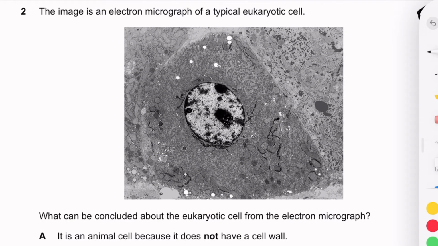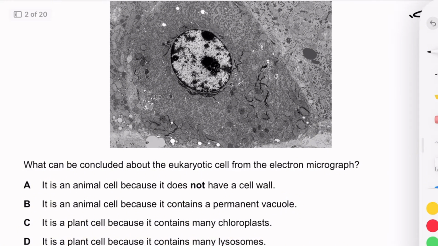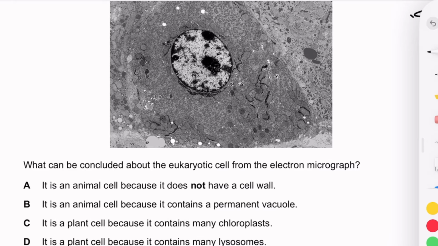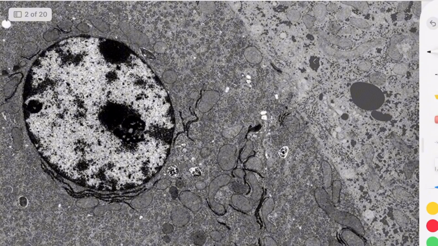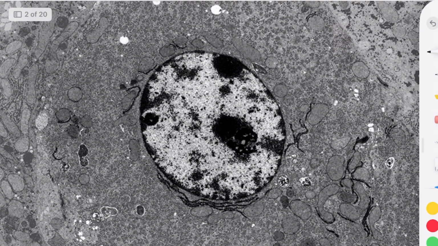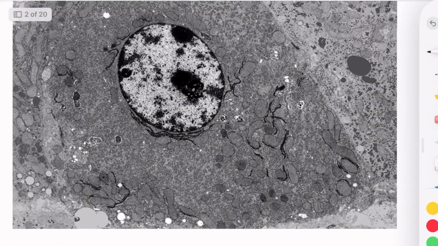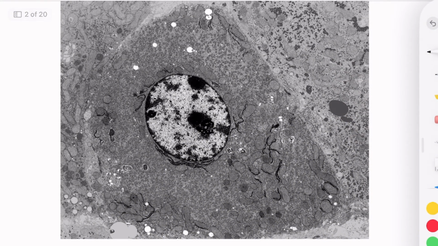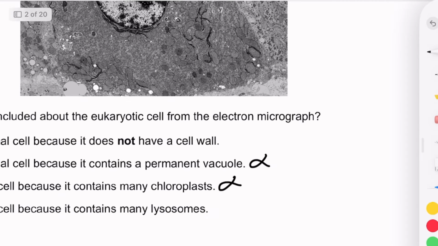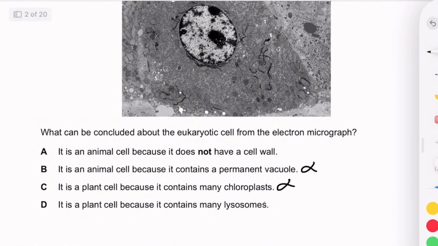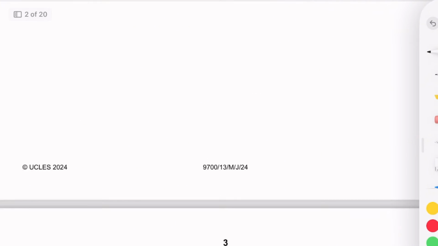But okay, it's an animal cell because it has permanent vacuoles. Actually, animal cells do not have a permanent large vacuole like the plant cells. That's not a valid reason. It's a plant cell because it contains chloroplasts. These are most likely tiny vacuoles like mitochondria, lysosomes and everything. But they don't contain chloroplasts, so no. And because it contains many lysosomes, that's not a valid reason for it to be a plant cell. I would say it's an animal cell because it does not have a cell wall.